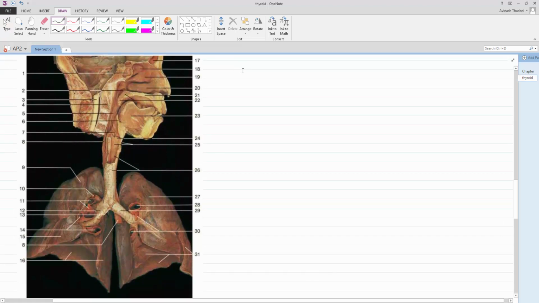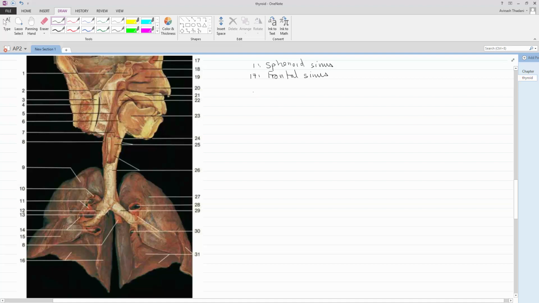So this is another cadaver view, except this is in a sagittal section of the entire upper and lower respiratory tract. So we're not going to label everything again. Just a couple of things. One is the sphenoidal sinus, or the sphenoid sinus. Sinuses are air-filled spaces within the skull that are used to essentially lighten the skull itself. So 17 is also a sinus, so I might as well label it here. 17 is the frontal sinus.